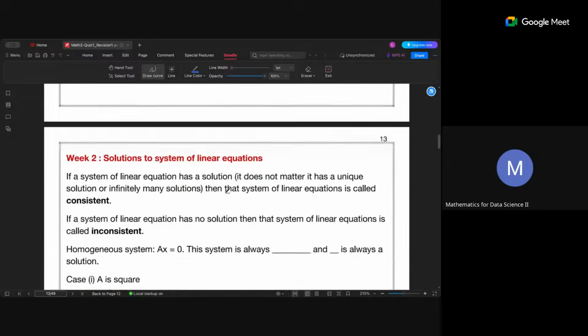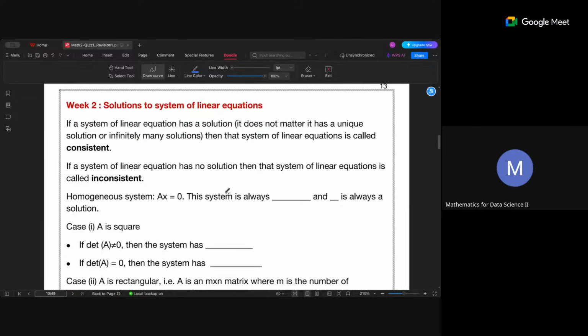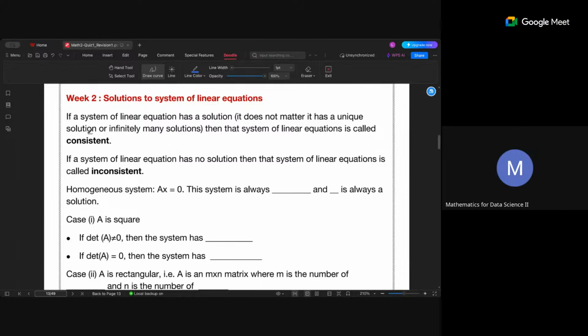Okay. Moving to week 2. Solutions to system of linear equations. If a system of linear equations has a solution, it does not matter whether it has a unique solution or infinitely many solutions, the system is called consistent. Unique or infinitely many, the system is consistent. No solution, the system is inconsistent.